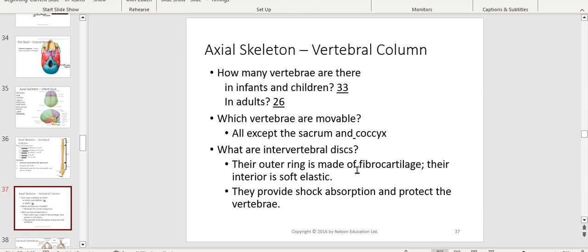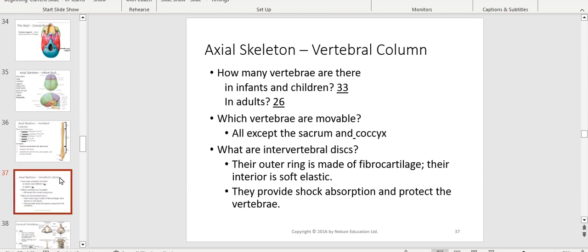What are intervertebral discs? Their outer ring is made of fibrocartilage. Their interior is soft elastic. You look at those vertebral discs, okay? I think I have a shot there, the next slide. The whole idea there, this fibrocartilage, there's shock absorbers there in between the vertebrae. Okay, they can get pinched out, they can get moved out, they can pinch in on the spinal cord or some other type of PNS nerve there, peripheral nerve. So just got to take care. Okay.